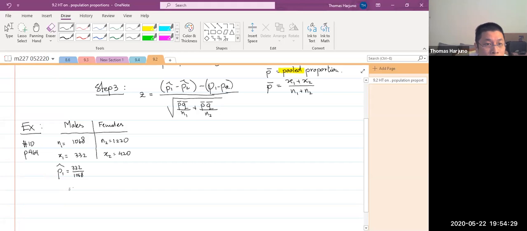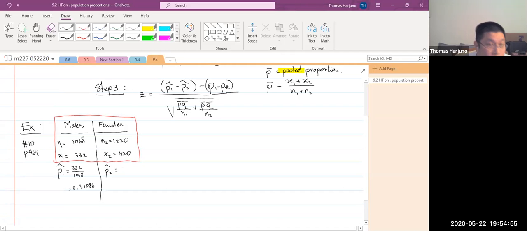That's 0.31086. Let me put a line here so that you know that this is the one given. The one below that I need to compute. Okay, P2 hat is 420 divided by 1420.